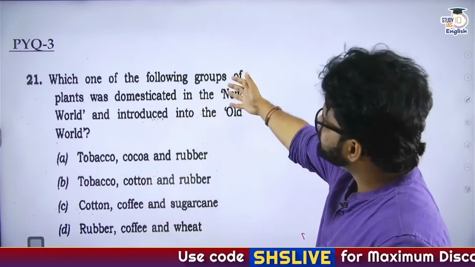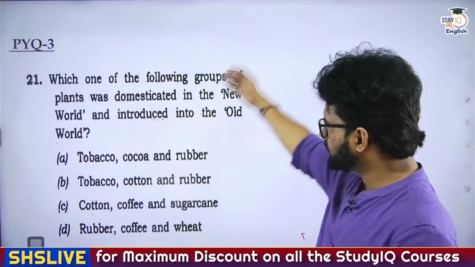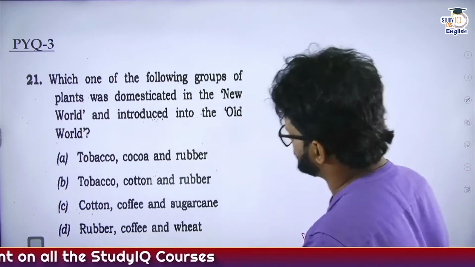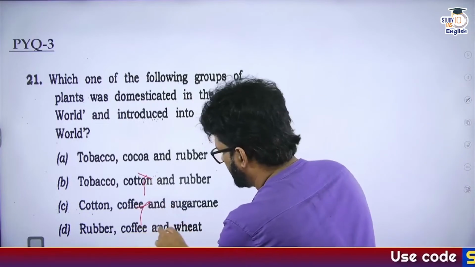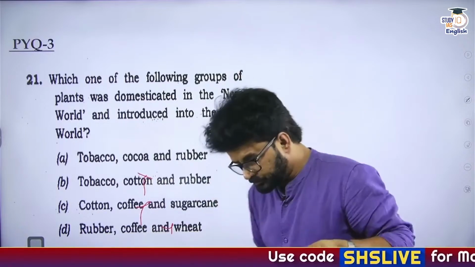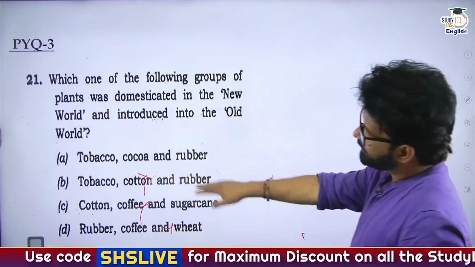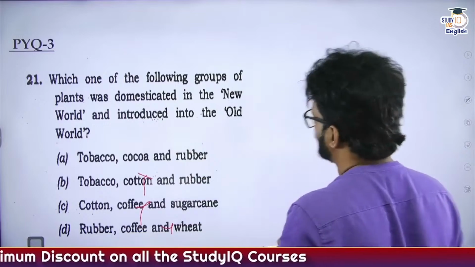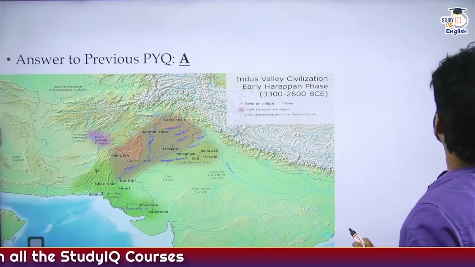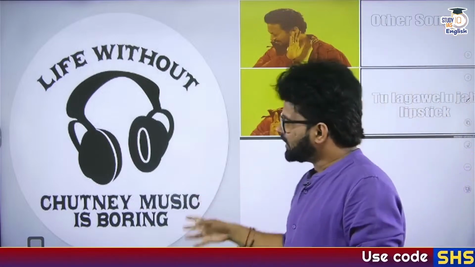In the meantime, this was a question which we have discussed earlier. I have given it again here so that your revision happens. What is the answer to this particular question? If you know it, you can post it in the comment section. You can pause me here. Cotton and wheat were already there, we were cultivating them in earlier times in Mehrgarh as well, in the Harappan period as well. So they were already there in the old world. The answer is tobacco, cocoa and rubber. And this chutney music is what?